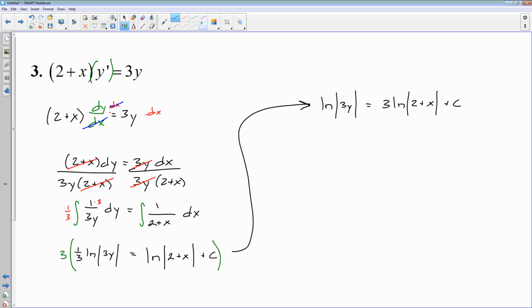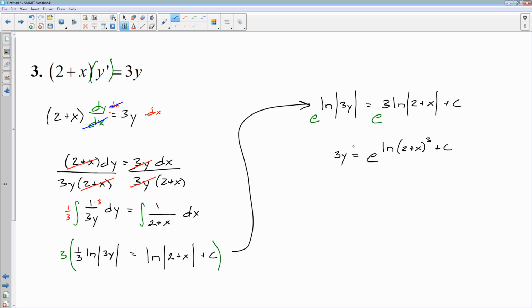And then if I wanted to continue solving for y, I will exponentiate both sides, make both sides exponents on e. And that leaves me with e to the ln of 3y, so that's 3y equals e to the 3 ln. I'm going to play around with this. But 3 ln is the same as ln of 2 plus x to the 3rd power plus some constant. Are we good with that?